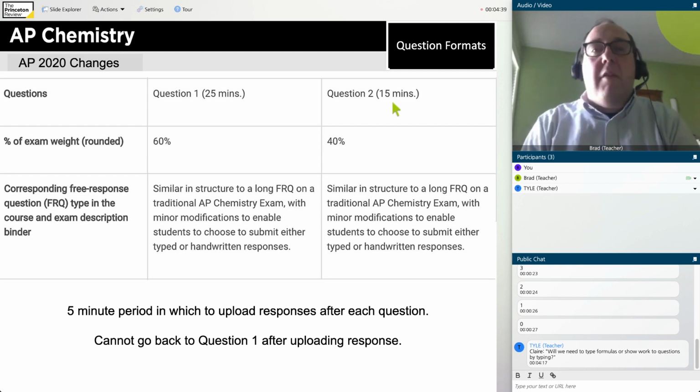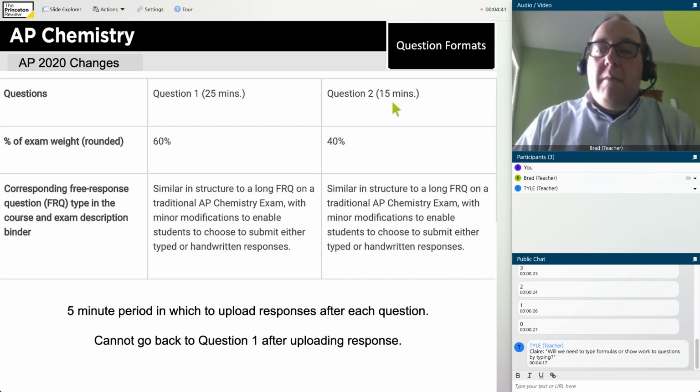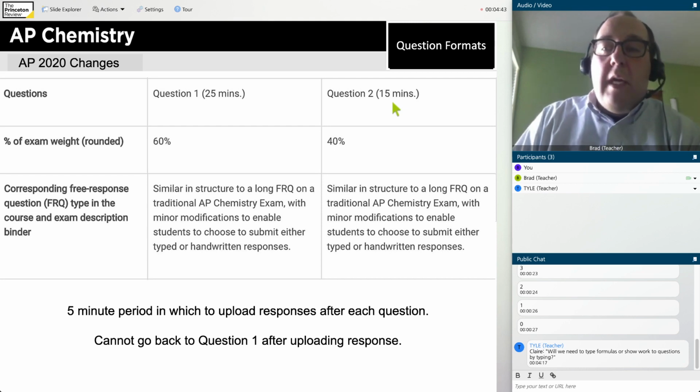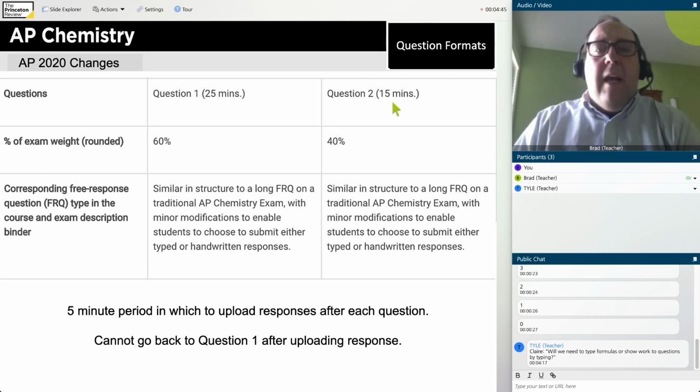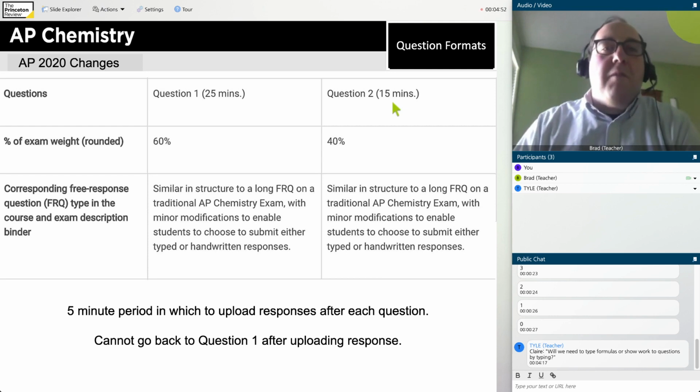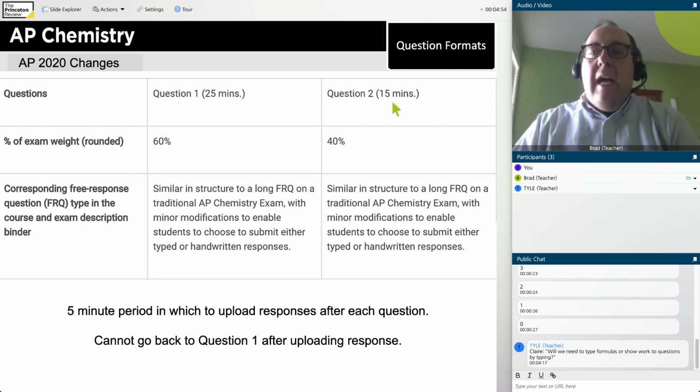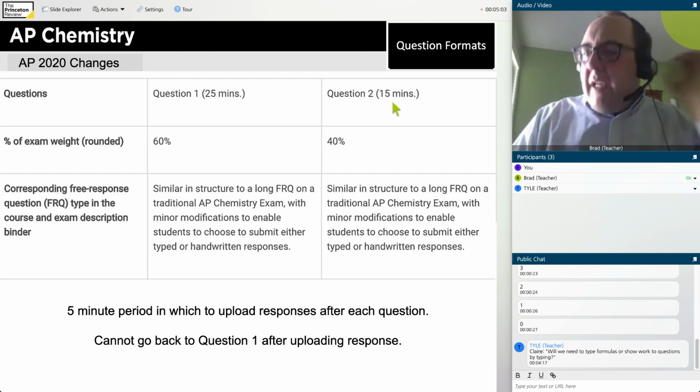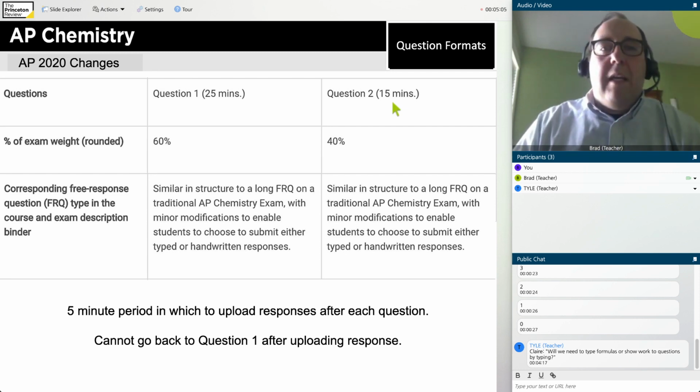So Tile sent over a question from Claire. She's asking, will we need to type formulas or show work to questions by typing? I think typing formulas is really difficult. You'd be dealing with subscripts and superscripts. It gets really messy and tedious. So I think the best thing to do would probably be to write out any chemical equations or formulas or anything like that.